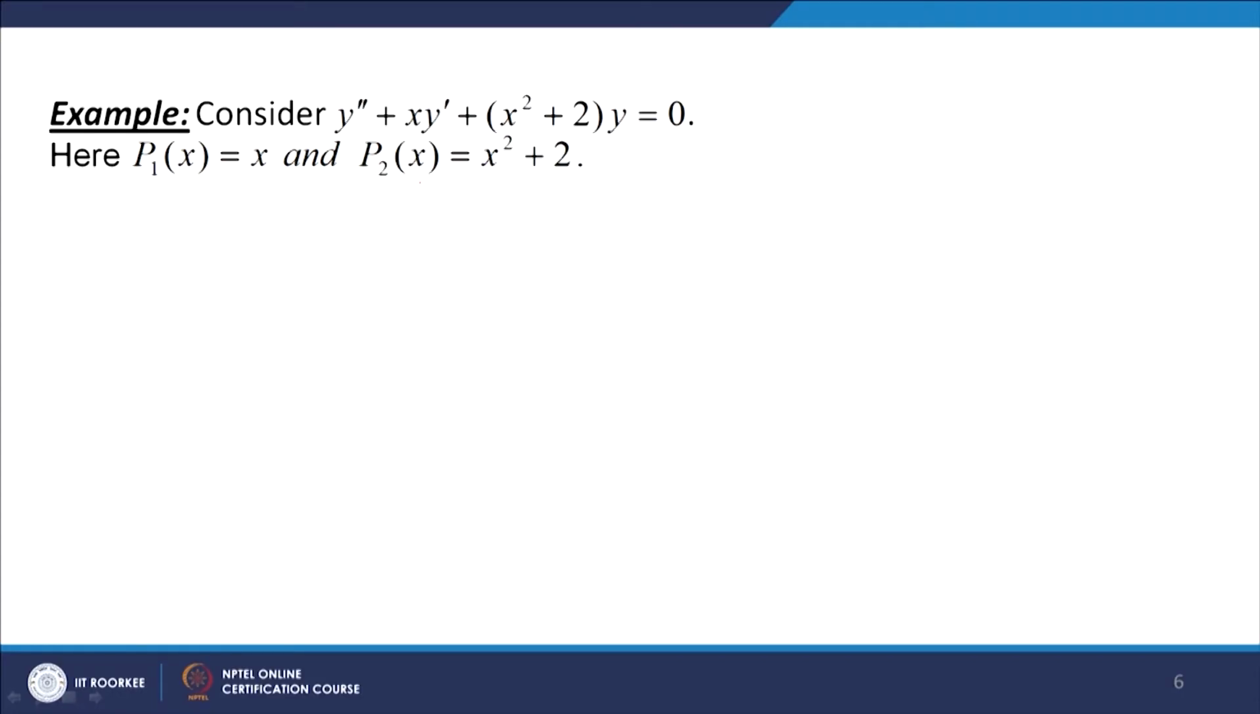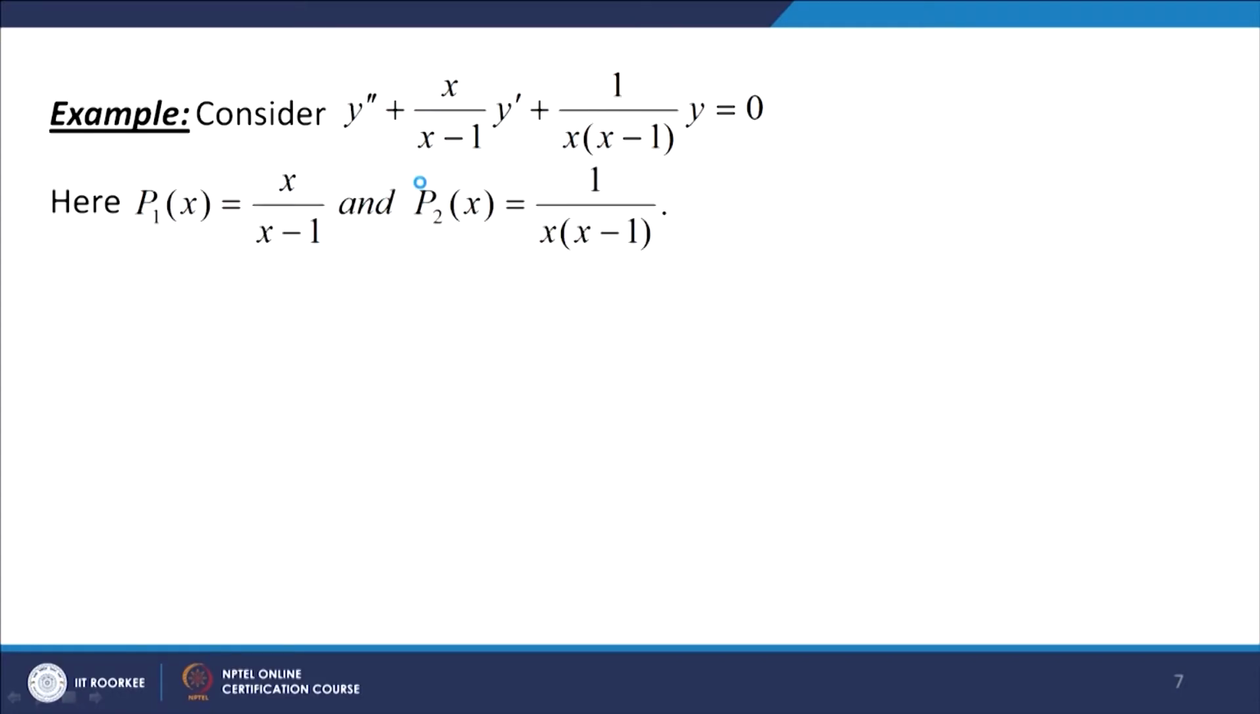Now, here in this case, y'' + (x/(x - 1)) y' + (1/(x(x - 1))) y = 0, we see that p1(x) is x/(x - 1) and p2(x) is 1/(x(x - 1)).